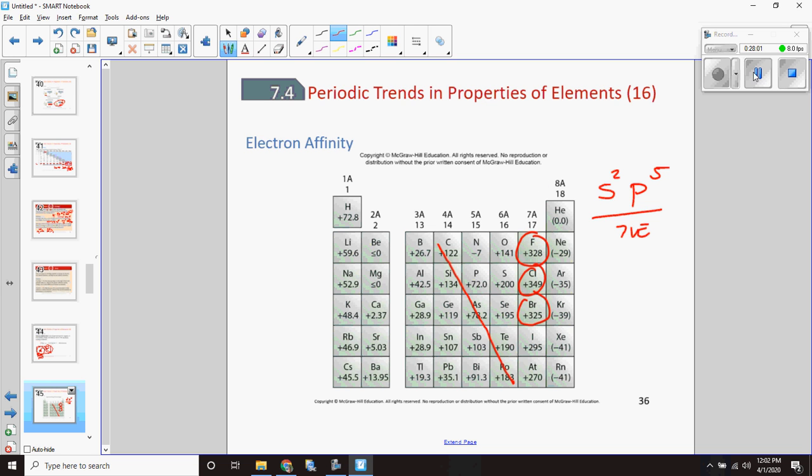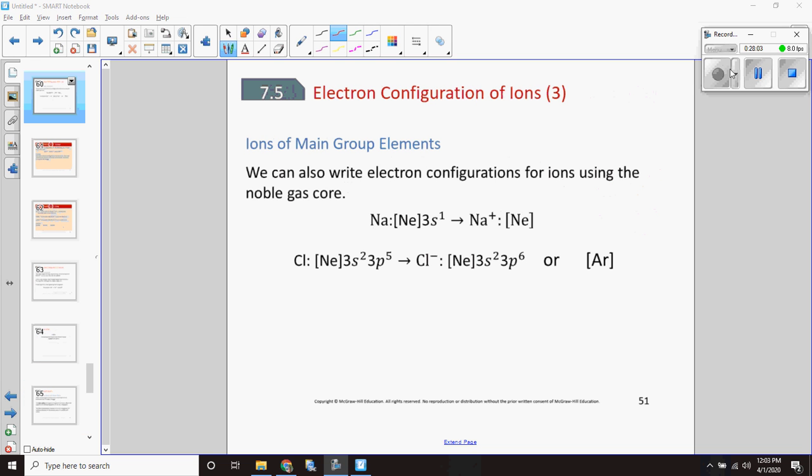But there it is. Okay, so that kind of wraps up our periodic properties, and we have one more thing to talk about. What happens to electron configurations when we make ions? And the idea is when atoms gain or lose electrons, they become ions, and the electrons go in spots that they have a vacancy. So if we start with an atom like sodium, we know that sodium is going to, because sodium's in group 1, it's going to tend to lose one valence electron.